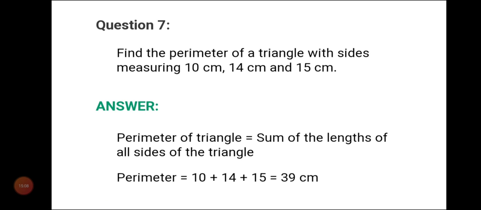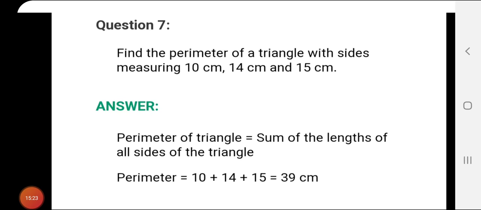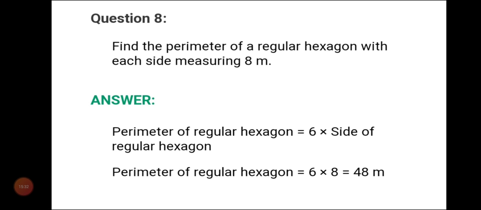Now again question number 7 is very easy. Find the perimeter of a triangle with sides measuring 10 centimeter, 14 centimeter and 15 centimeter. As you can see, all the three sides are different. That means this is a scalene triangle. So just perimeter of triangle is equal to sum of the lengths of all the sides of a triangle. So take the sum. Now question number 8 is there.